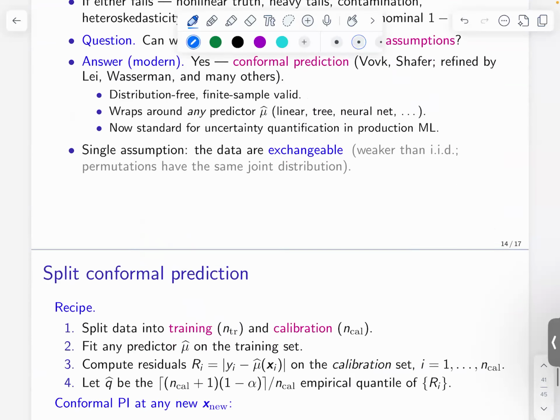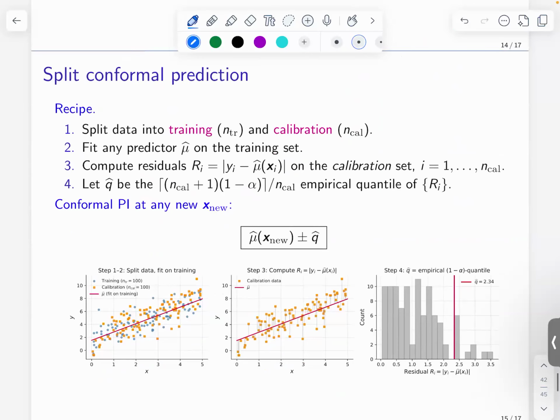Just bear with me for one more slide. Under this, there's a very simple approach called split conformal prediction. There are many variations, but what you could do is split your data into 2 pieces: a training sample of size N training, and then the calibration set. You fit your predictor, let's say your linear model, on the training set, and then you calculate the residuals on the calibration set.